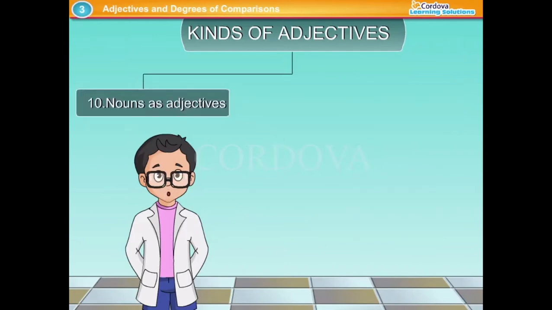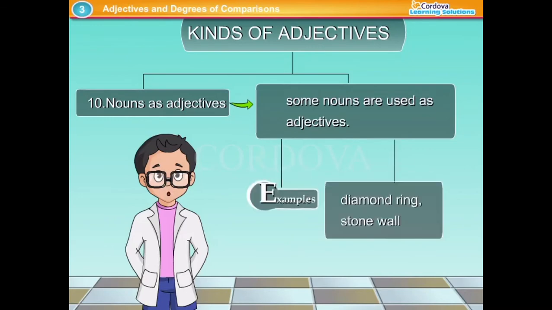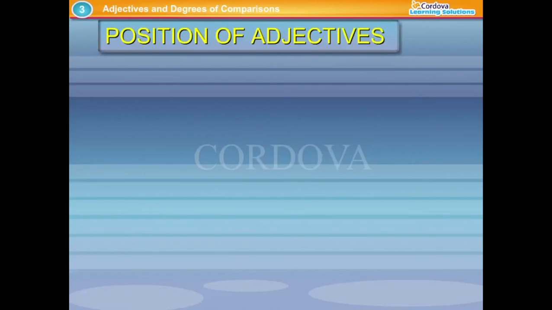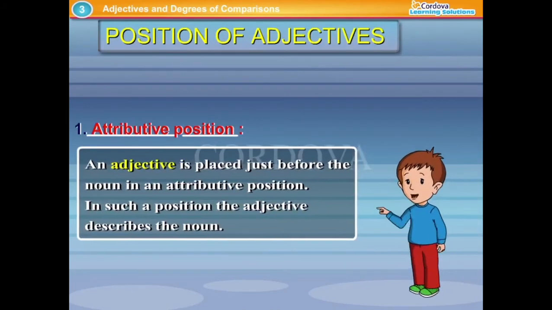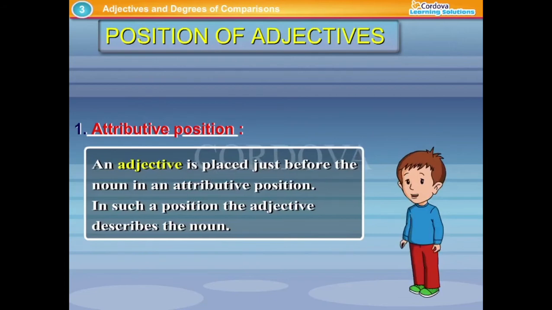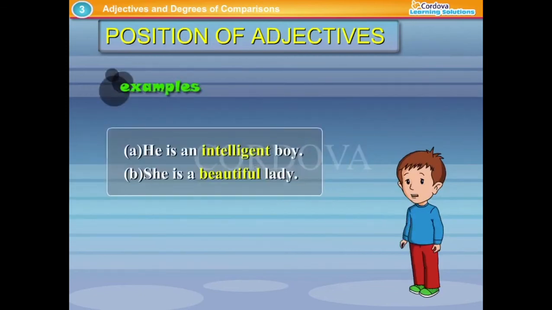Nouns as adjectives. Some nouns are used as adjectives. Examples: diamond ring, stone wall. Position of adjectives. Attributive position. An adjective is placed just before the noun in an attributive position. In such a position, the adjective describes the noun. Examples: he is an intelligent boy. She is a beautiful lady.